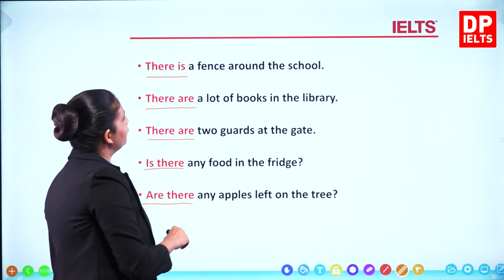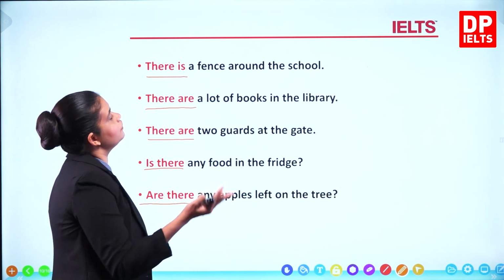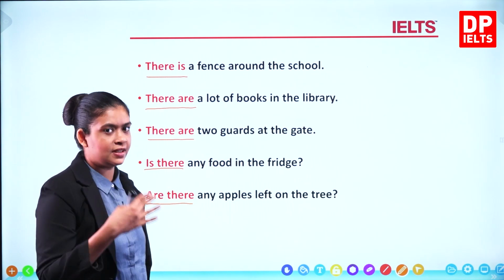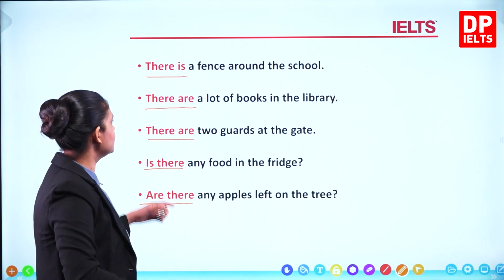Right? So there is one fence. So there is a fence. Right? There are a lot of books. Right?